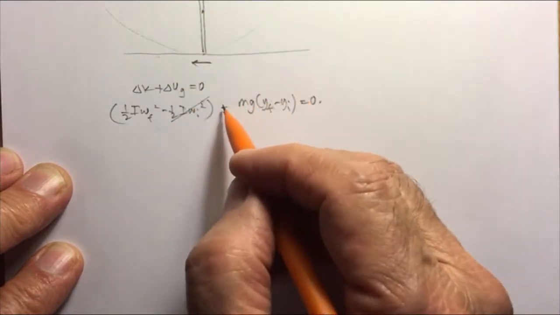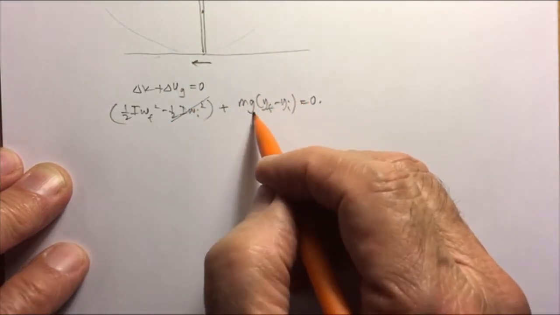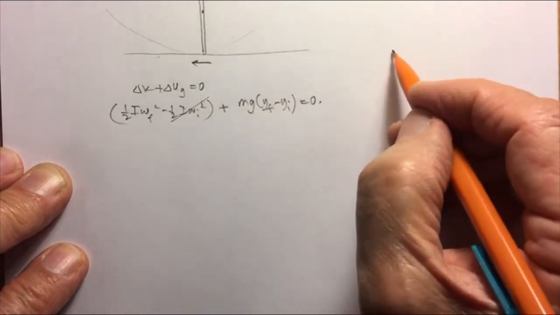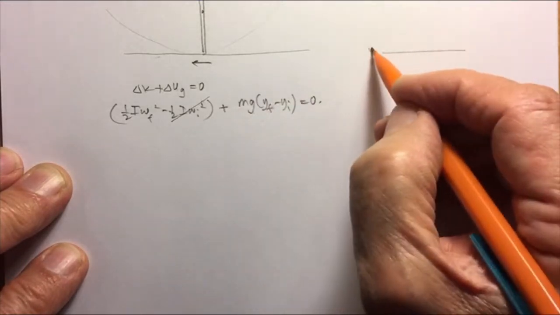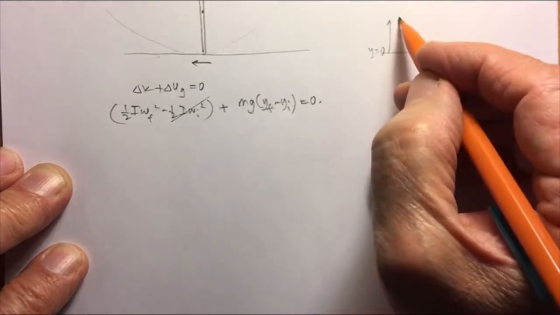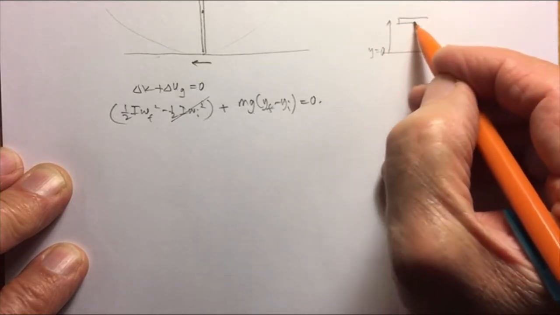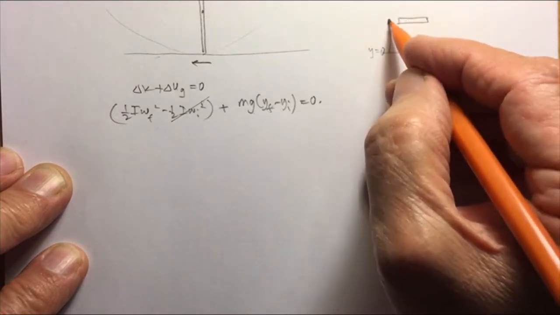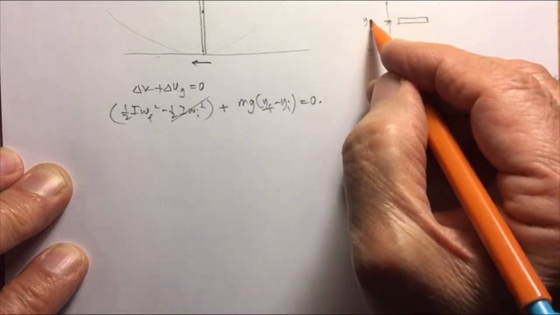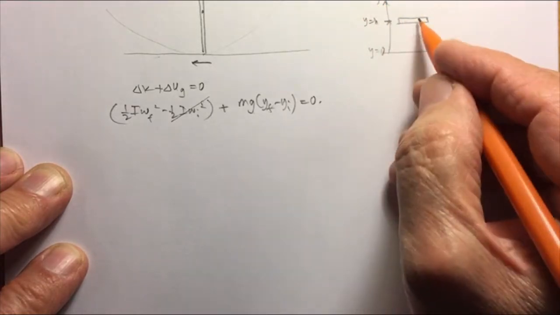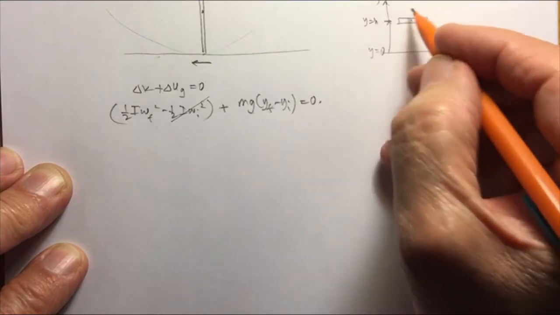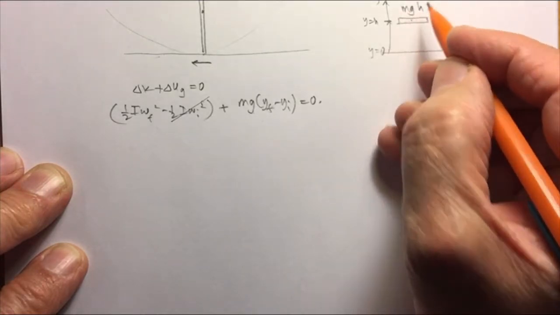And we're going to find y final for the potential energy. So if you look at this example, this is y equal to 0, and that's the y. If you have a stick like this, and this height is h, then the potential energy here is going to be mgh.